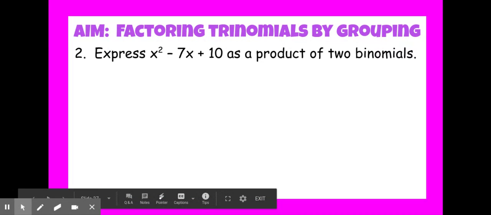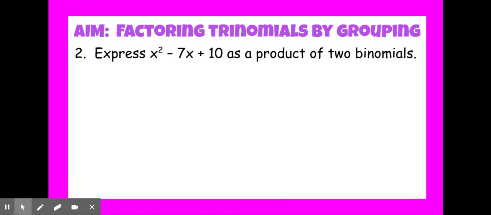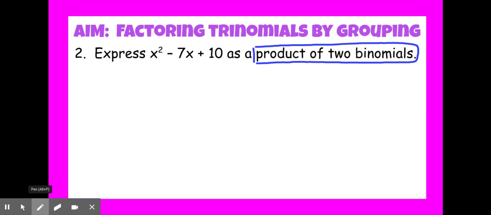On to the next one. Express x squared minus 7x plus 10 as a product of two binomials. That's just a fancy way of saying break it up into its factors. Product means multiply. Two binomials look like this, and it should be two factors, okay? So what we're going to do now is, again, take our coefficient and multiply it by that constant.